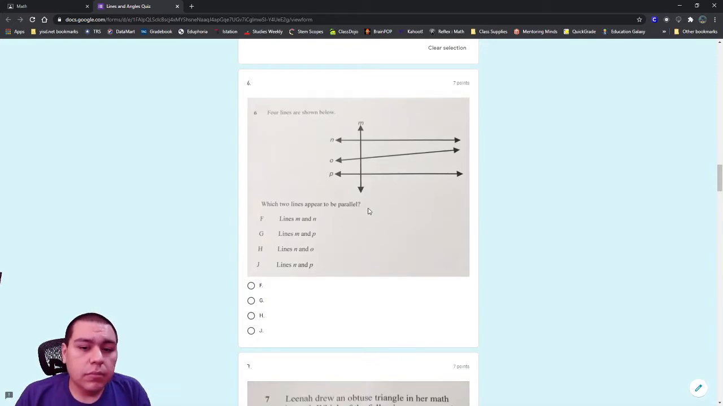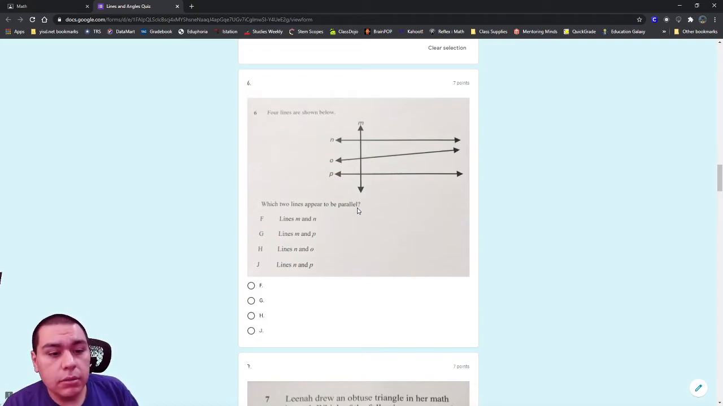Number 6. Four lines are shown below, which two lines appear to be parallel. I know we talked about this earlier, but who can tell me? What is parallel? When you say that lines are parallel, what are you saying about those lines? Jada helped us out last time. Who can help us out this time? When lines are parallel, what does that mean? Nakai, what does it mean?